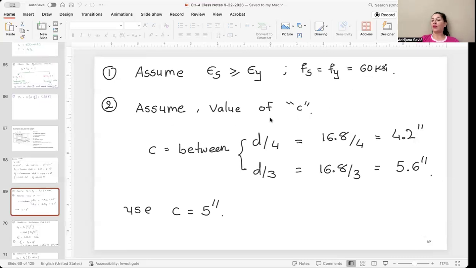Then we are assuming the value of C. We said d over 4 up to d over 3, which is 16.8 in our case, divided by 4 will give us 4.2 inch, and 16.8 divided by 3 is 5.6, so we need to pick C between 4.2 and 5.6 inch. Let's use C to be 5.